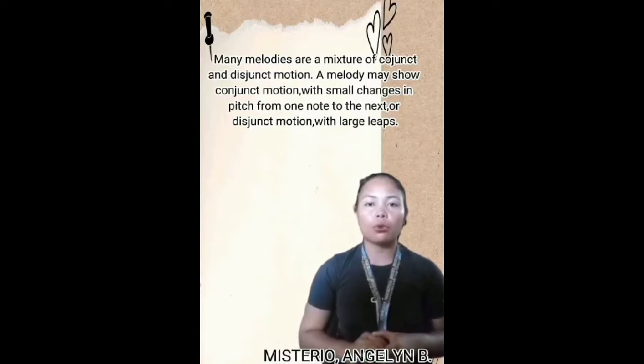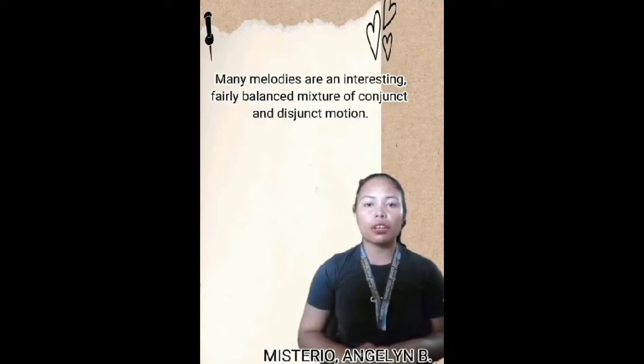Many melodies are mixtures of conjunct and disjunct motion. A melody may show conjunct motion with small changes in pitch from one note to the next, or disjunct motion with large leaps. Many melodies are fairly balanced mixtures of conjunct and disjunct motion.